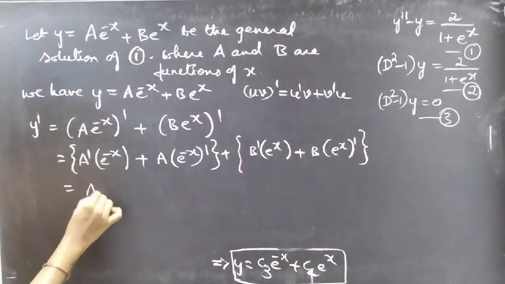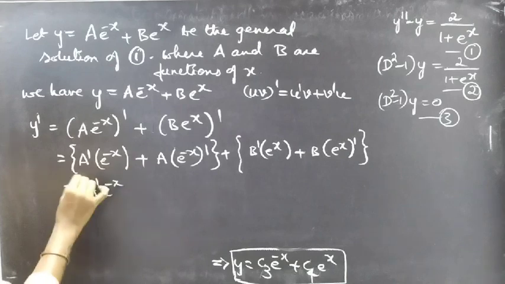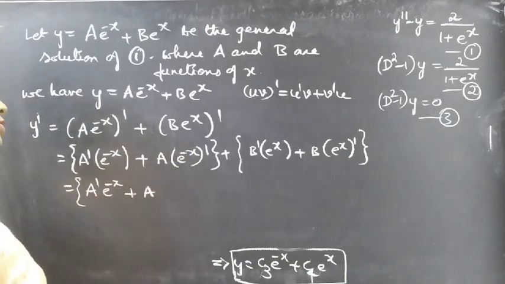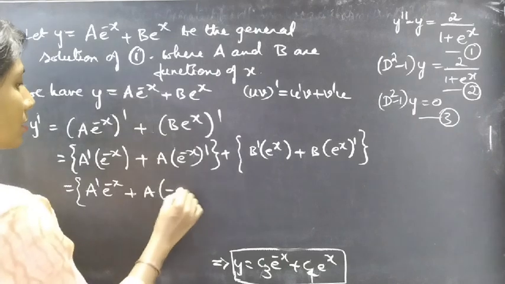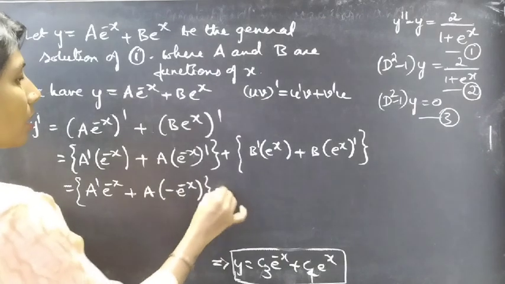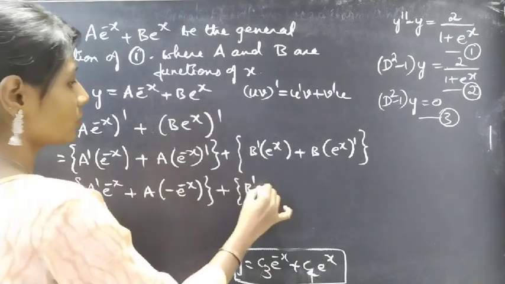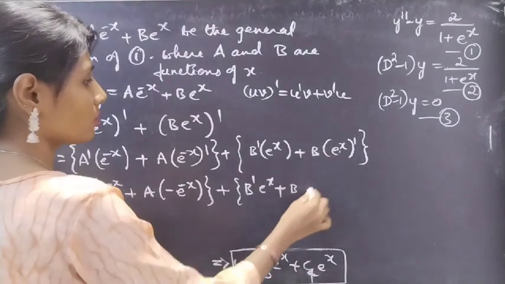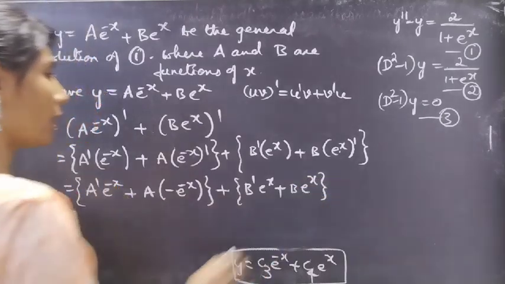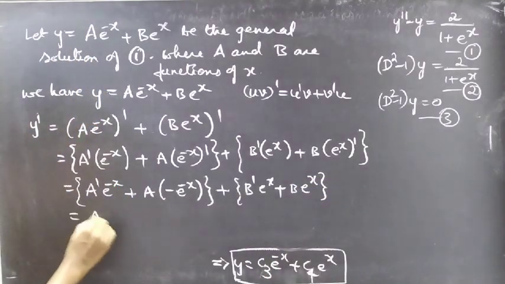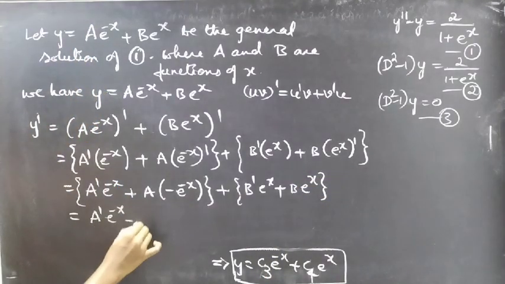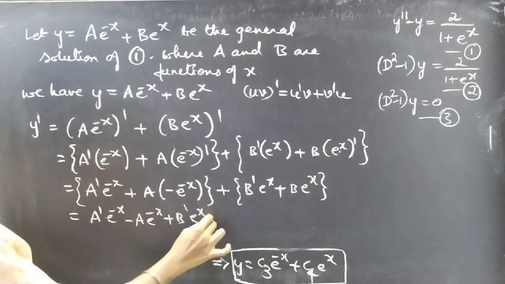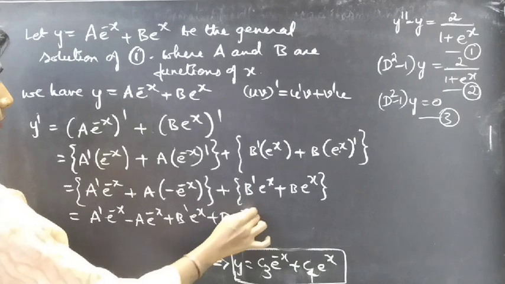This equals a dash e power minus x plus a into the derivative of e power minus x with respect to x, which is minus e power minus x. Plus b dash e power x plus b into the derivative of e power x with respect to x, which is e power x. From this we'll get a dash e power minus x minus a e power minus x plus b dash e power x plus b e power x.